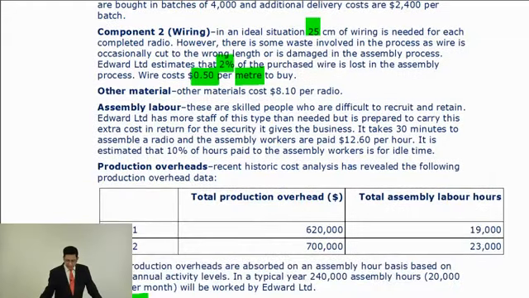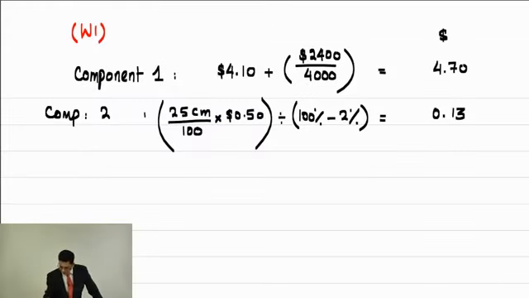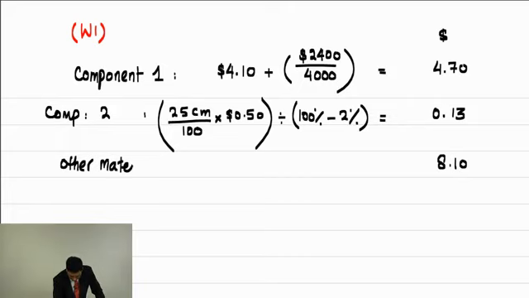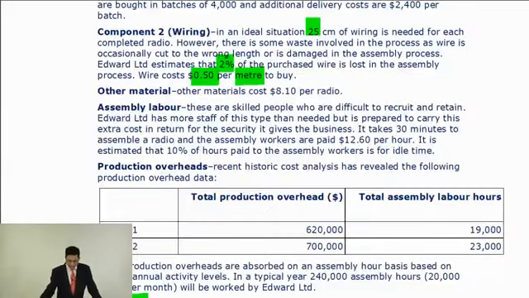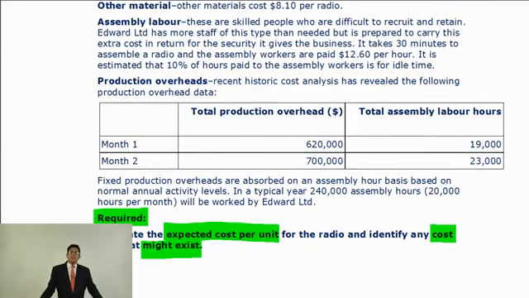Afterwards, the next is other materials, which cost 8.10 per radio. Other materials 8.10. Okay. Afterwards, assembly labor. These are skilled people who are difficult to recruit and retain. Edward Limited has more staff of this type than needed, but is prepared to carry this extra cost in return for the security it gives to the business. Okay, whatever reason they want to keep these people.